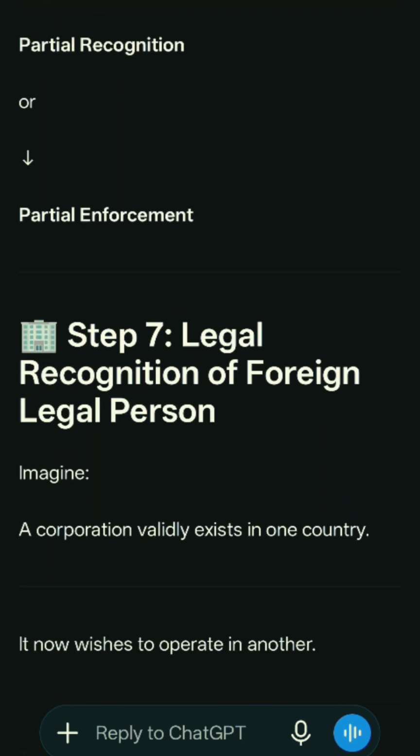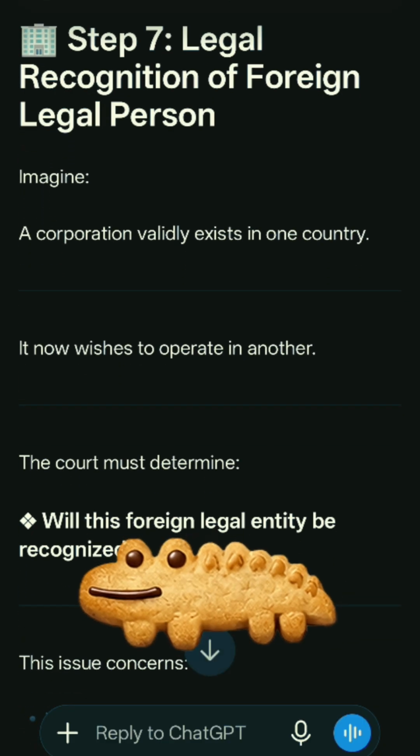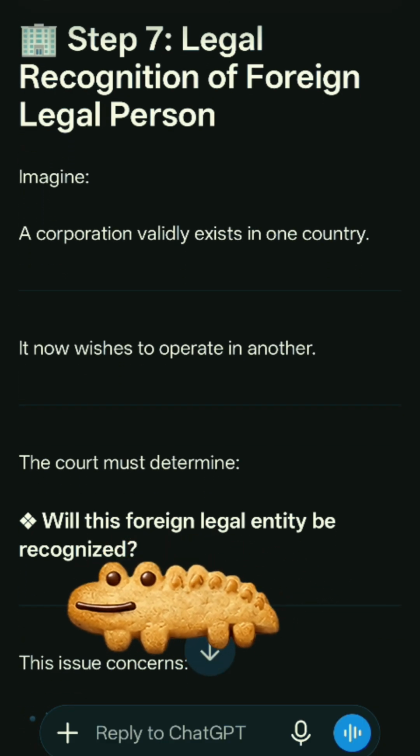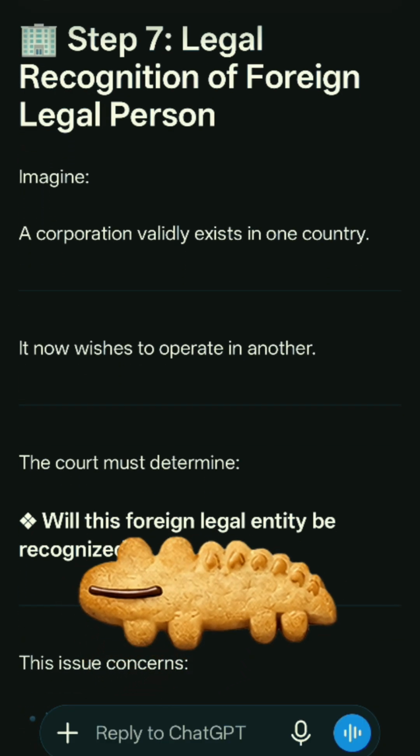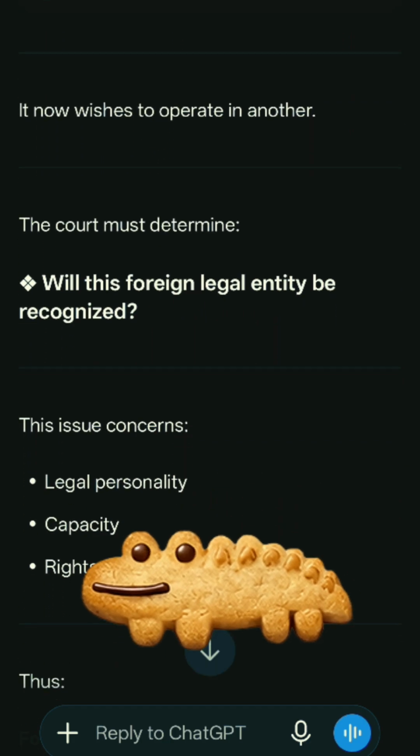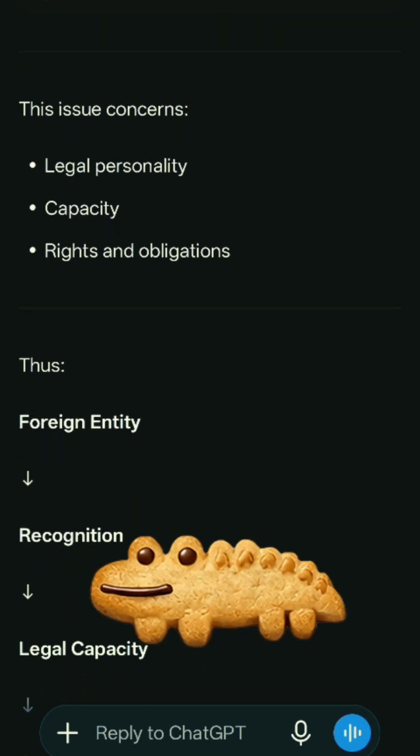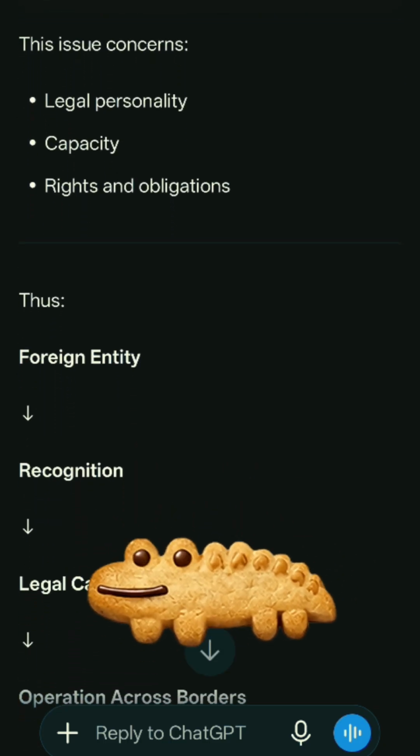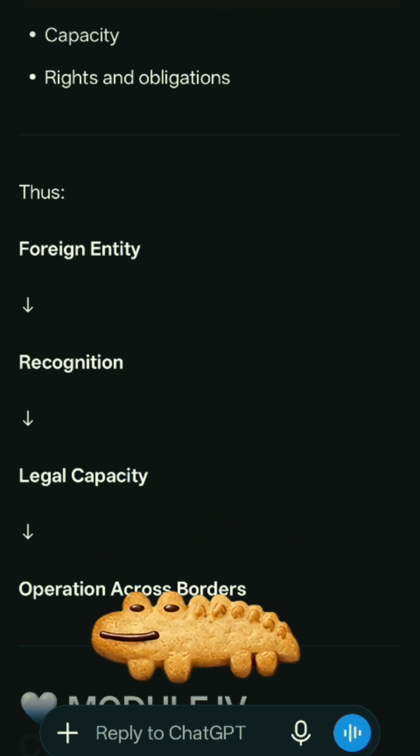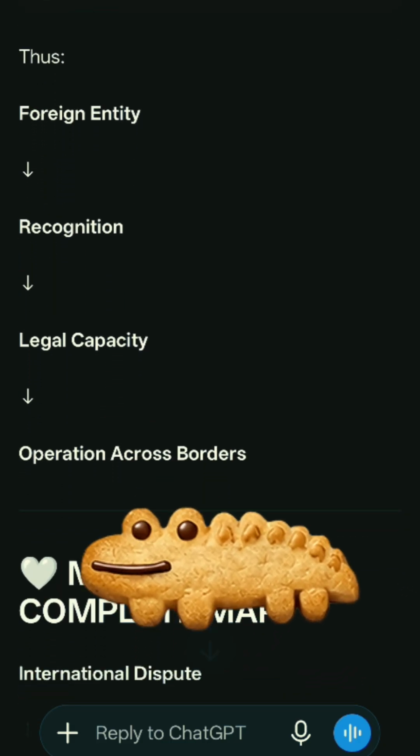Step 7, legal recognition of a foreign legal person. Imagine a corporation validly exists in one country. It now wishes to operate in another. The court must determine, will this foreign legal entity be recognized? This issue concerns legal personality, capacity, rights and obligations. Thus: foreign entity, recognition, legal capacity, operation across borders.